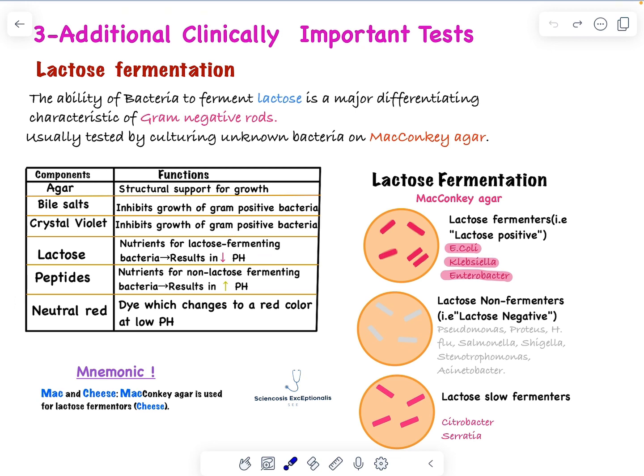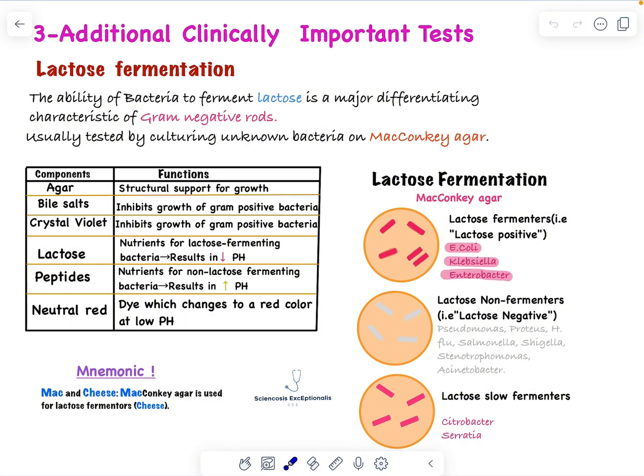Here we have a mnemonic for this. Mac and cheese. MacConkey agar is used for lactose fermenters. Here we have the classification of bacteria, particularly the gram-negative rods, according to lactose fermentation on MacConkey agar.